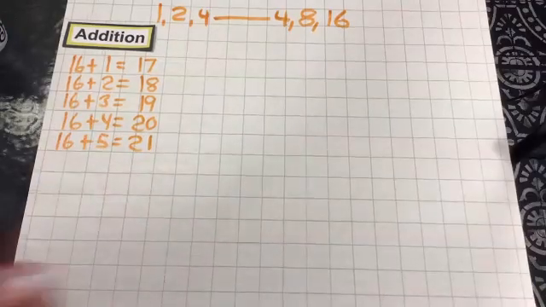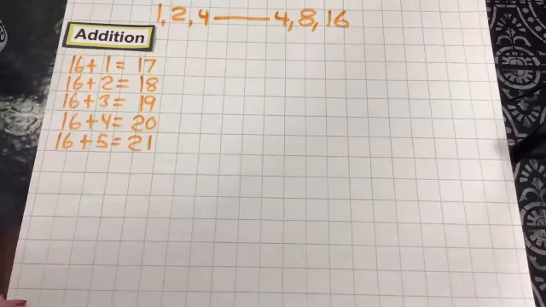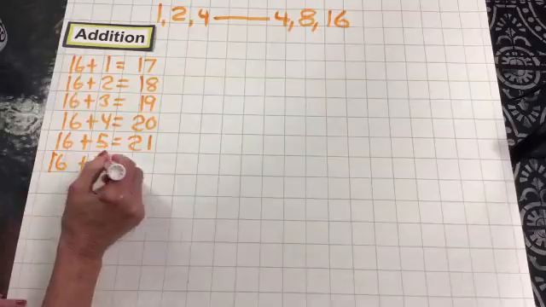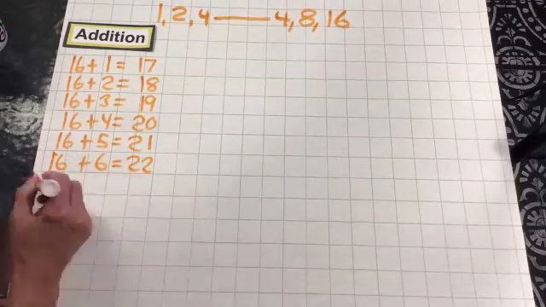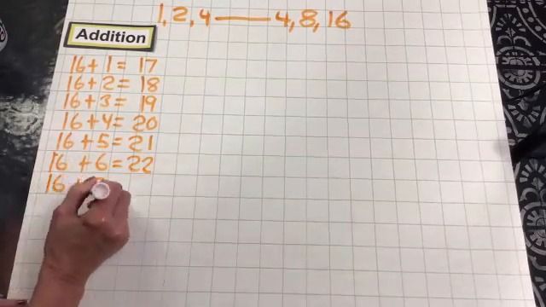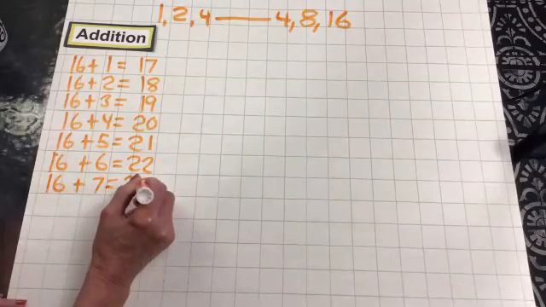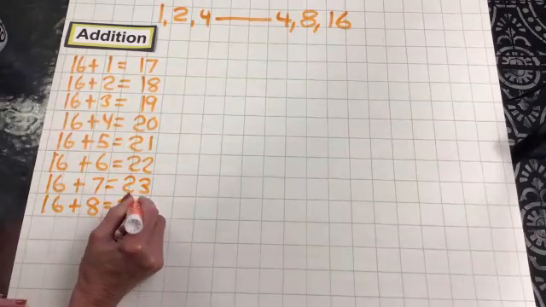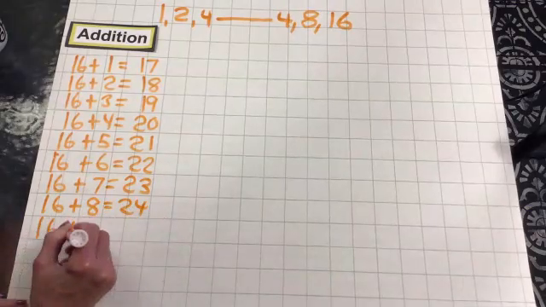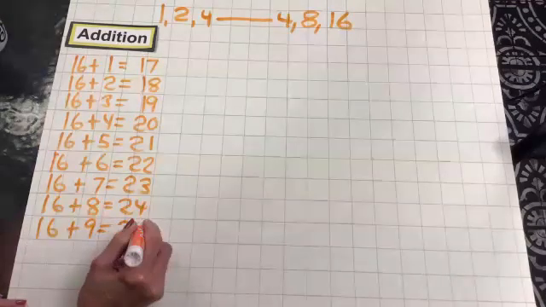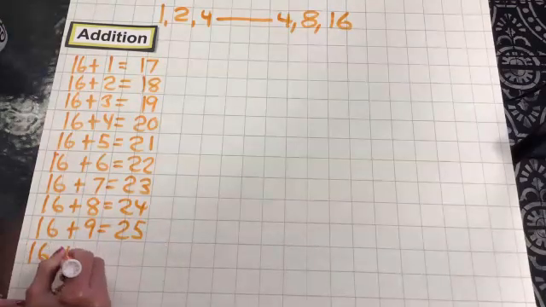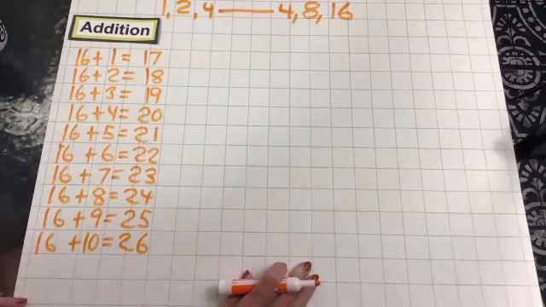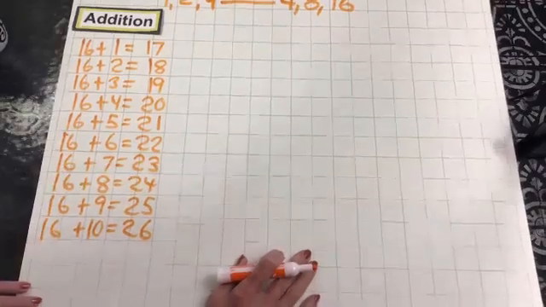And remember, you can use scrap paper, whatever you need to get your answers. Always adjust for you. 16 plus 6 equals 22. 16 plus 7 equals 23. 16 plus 8 equals 24. 16 plus 9 equals 25. And 16 plus 10 equals 26. All right, looking good.